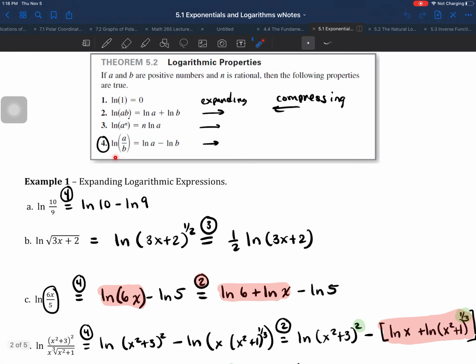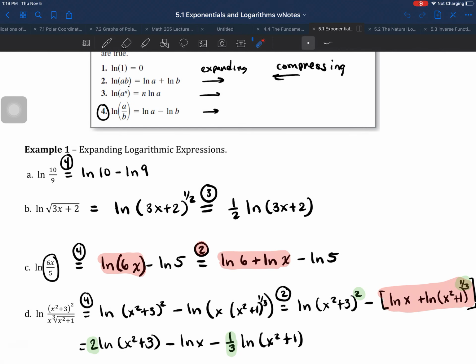Number 4 is known as the quotient rule of logarithms: natural log of a over b is equivalent to natural log of a minus natural log of b. I remind you that whatever is the numerator within the log becomes the positive log, and whatever is the denominator becomes the negative log.